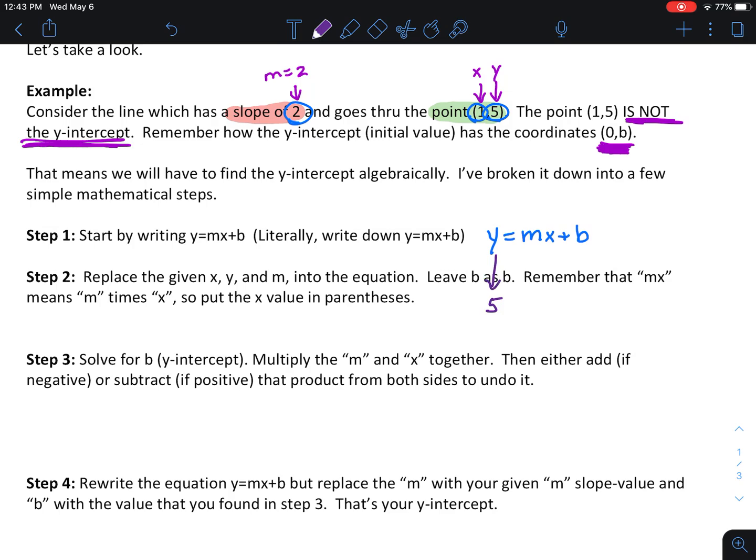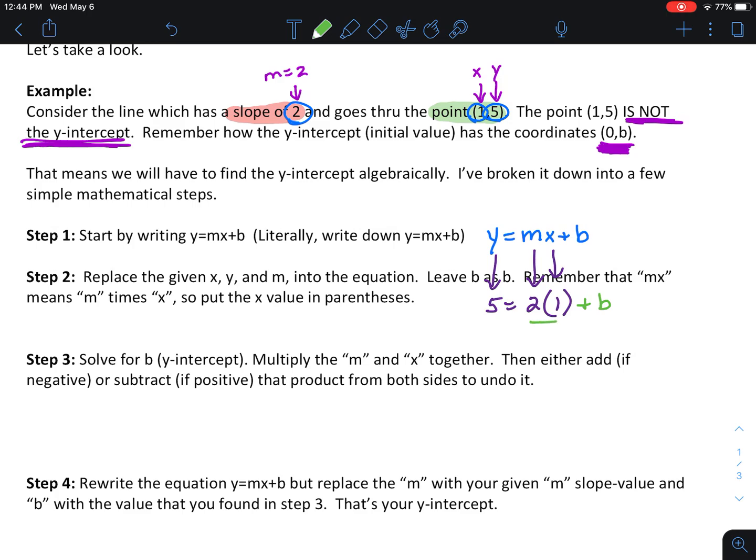Okay, so again, remember, we're just replacing. What is m? M is 2. X, now here's our x, so we're going to put this in parentheses. Our x is 1, right? So we're going to put 1 in parentheses. And then it said, remember to leave b as b. So we're going to put plus b as plus b. There's step number 2. Step number 3 says solve for b.